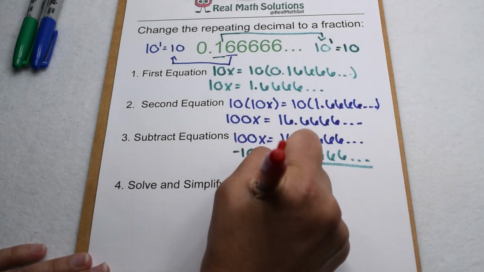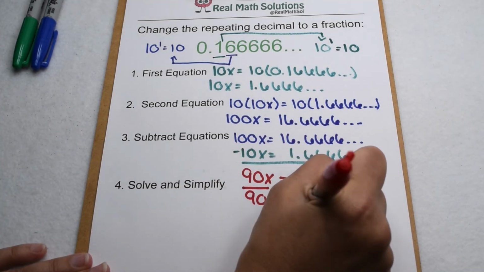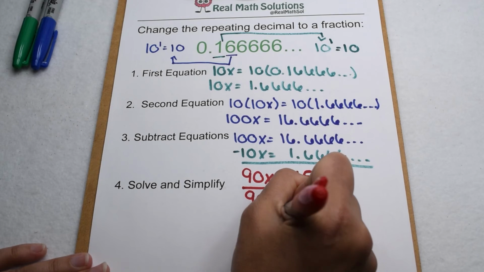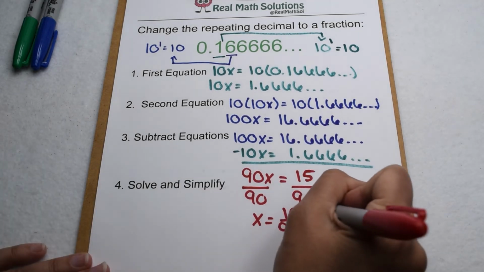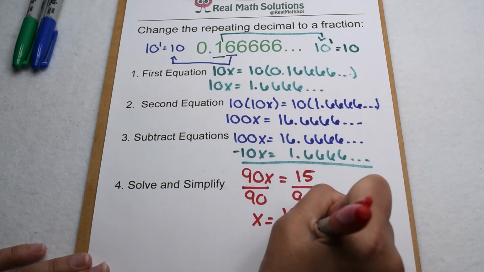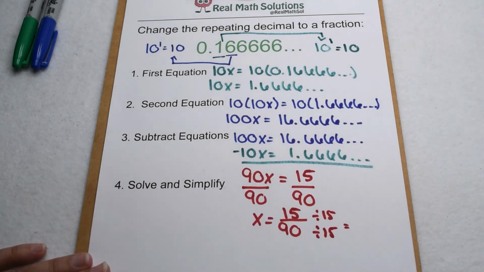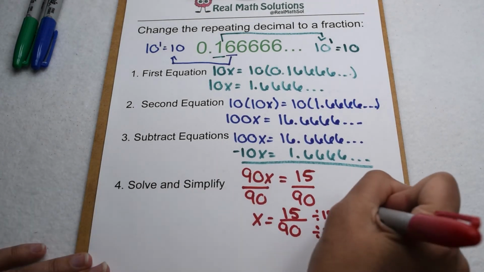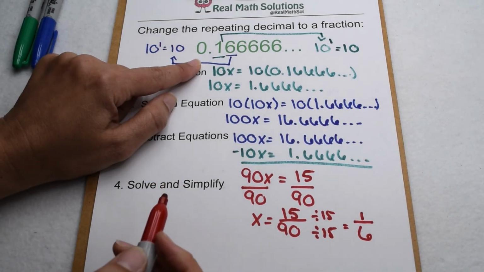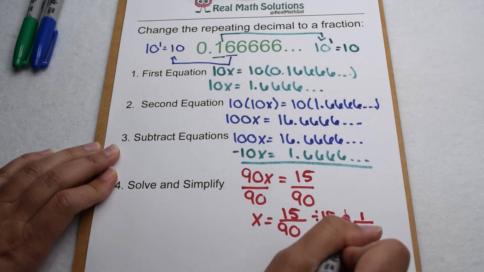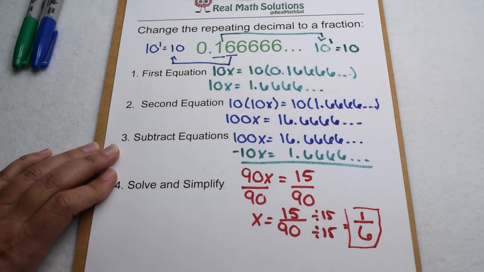Now we can solve that. We're going to start by dividing both sides by 90. We want to keep it in fraction form, so that means x equals 15 over 90. We can take that and simplify it to lowest terms by dividing both my numerator and my denominator by 15, and when I do, that comes out to be 1/6. So 0.16 repeating in fraction form is equivalent to 1/6.